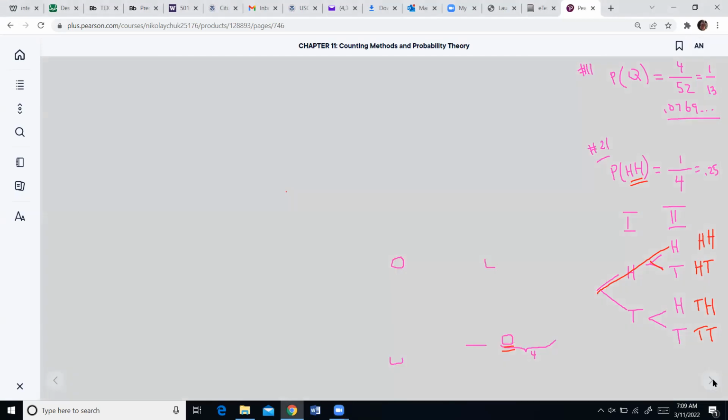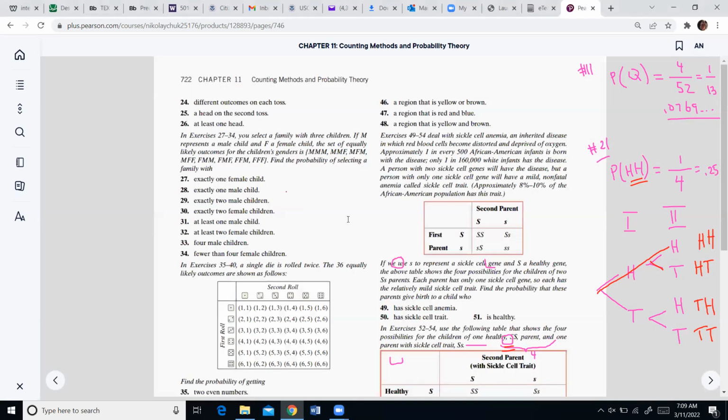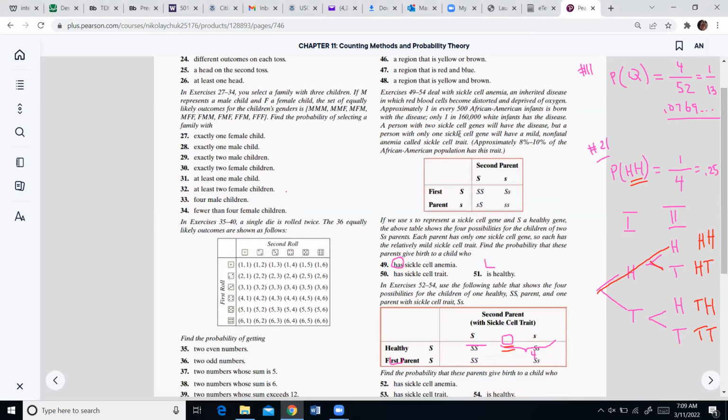So I'm going to flip the page and do some more problems on these probabilities, because it turns out that from now on, probability will always be with us, in chapter 11, as well as in the next chapter, chapter 12.